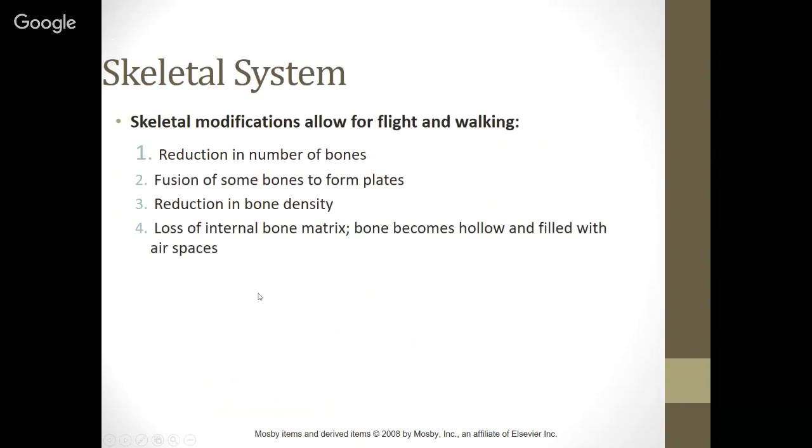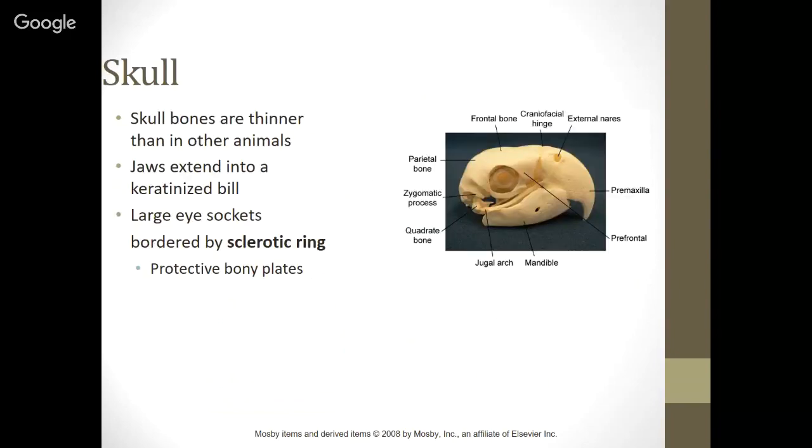So these skeletal modifications allow for flight and walking. There's a reduction in number of bones, so most of these bones are fused together. Fusion of some of those bones form plates like the synsacrum, and there's a reduction in bone density. There's a loss of internal bone matrix, and the bone becomes hollow and filled with air spaces. That makes the bird lighter. Within the skull, bones are thinner than in other animals, so we need a nice light head.